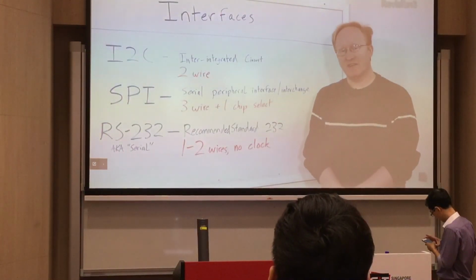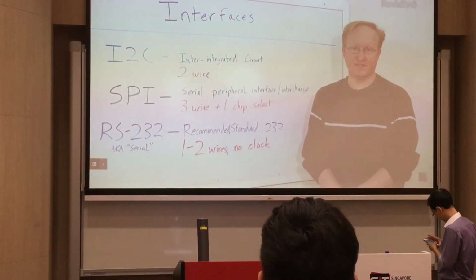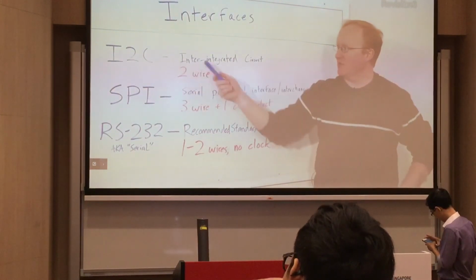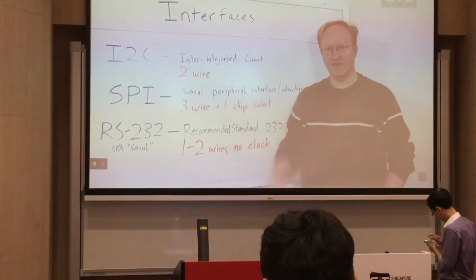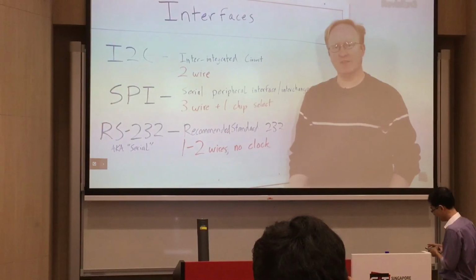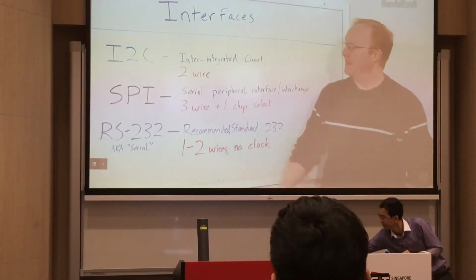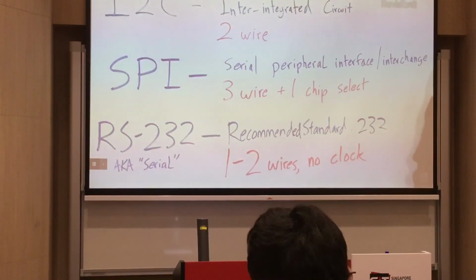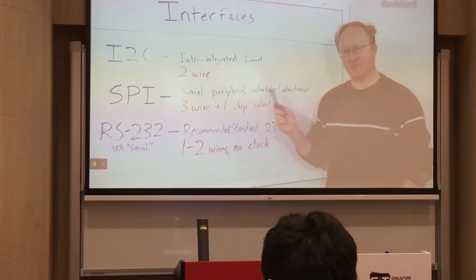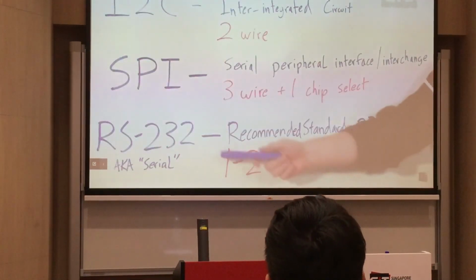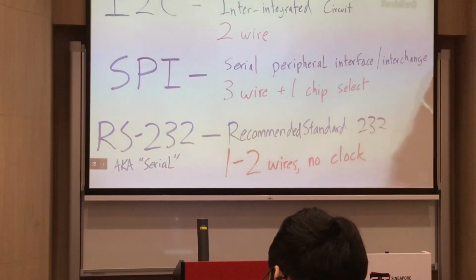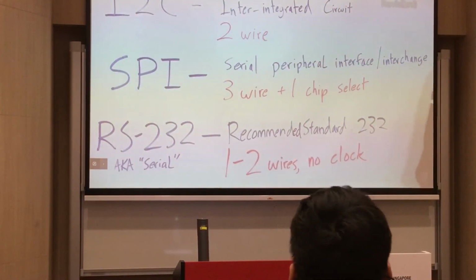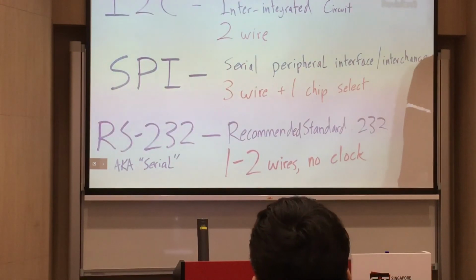Here are the three very common interfaces we're going to go over in today's episode. I2C, which stands for Inter-Integrated Circuit, has 2 wires, clock and data. SPI, Serial Peripheral Interface, has 3 wires plus 1 chip select wire. And the third one, the oldie but goodie, RS-232, Recommended Standard 232, has 1 or 2 wires with no clock.